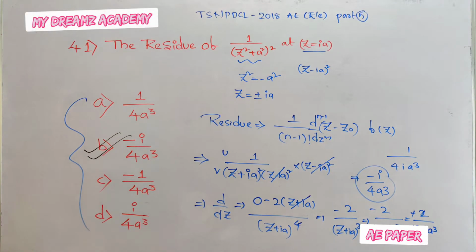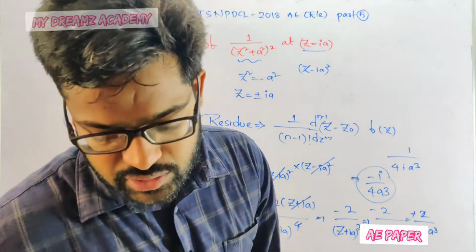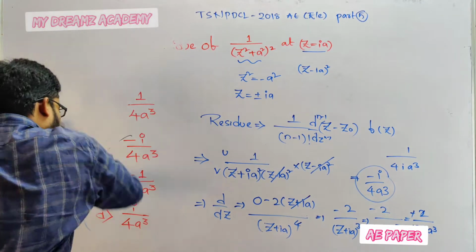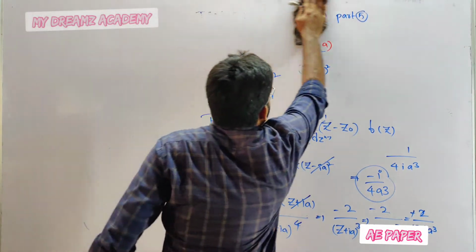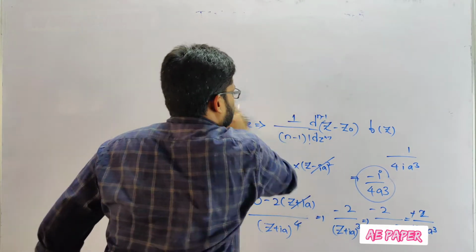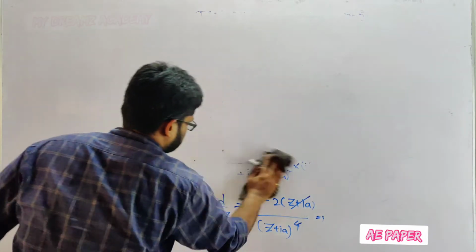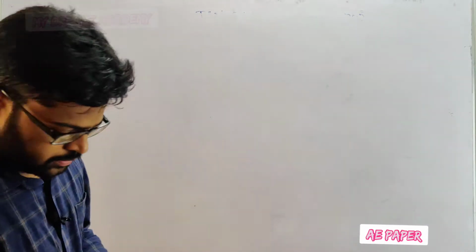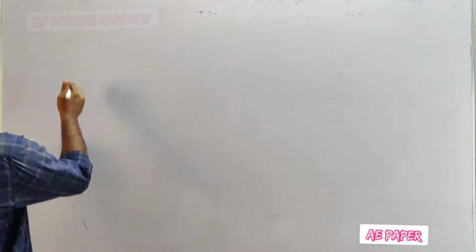Like this we need to calculate the residue of one function at z equals z naught. Now we are going to see the next question. This question is from maths, question number 42.